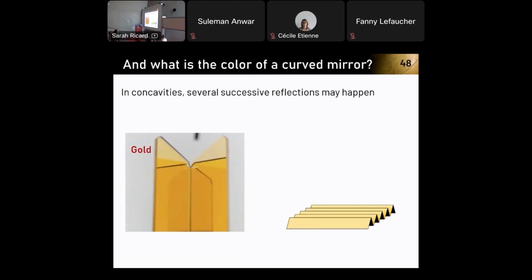And we see that the color of gold is not that pale yellow that we know usually, but it turns to something darker and orange. And this is something that can occur between big glass plates covered by gold in mirrors, but it can also occur at a smaller scale.